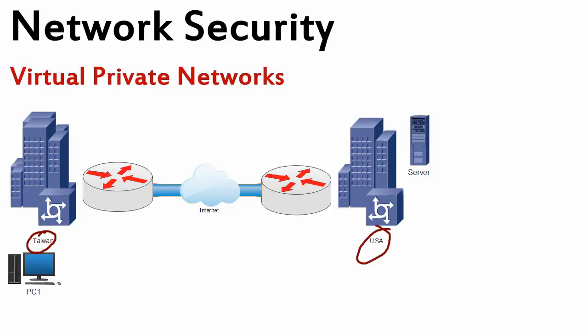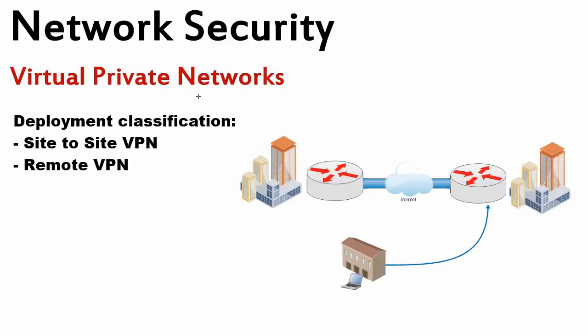We have two main types of VPNs. You will find that on the internet everywhere. People try and group VPN connections. There are many different ways of doing that. I want to talk about two main types: a site-to-site VPN and a remote VPN connection.